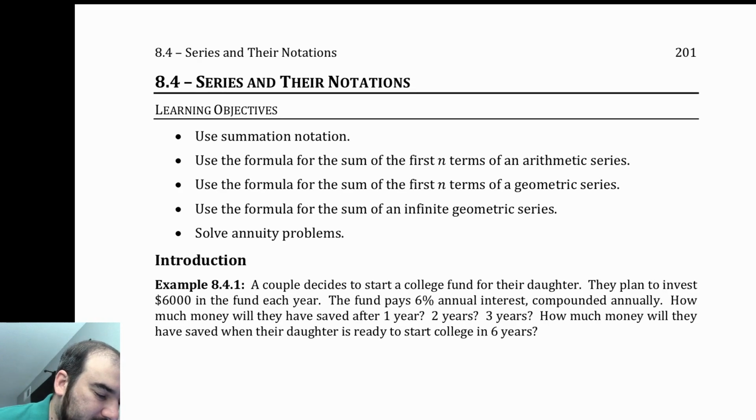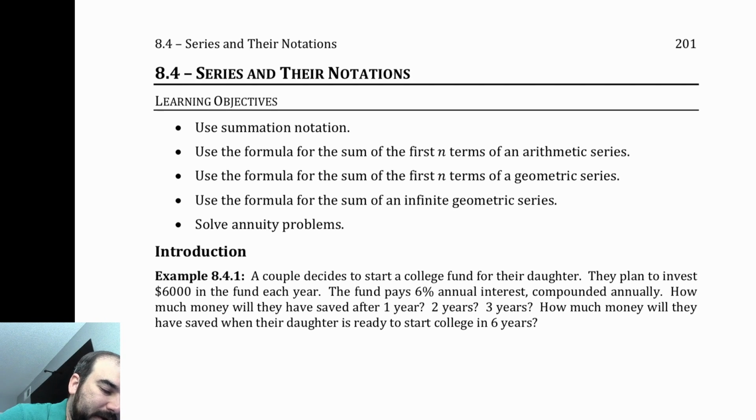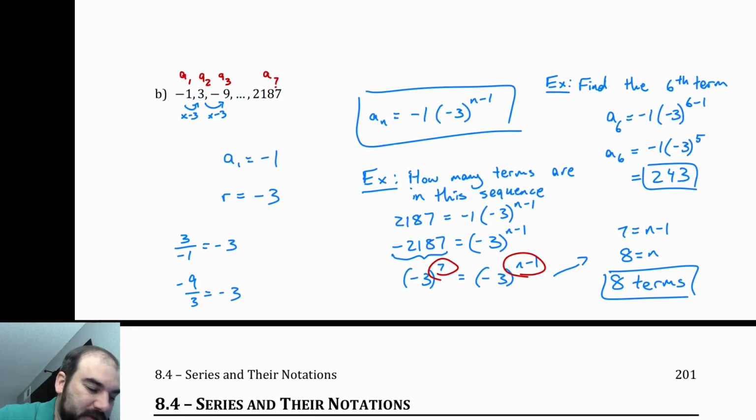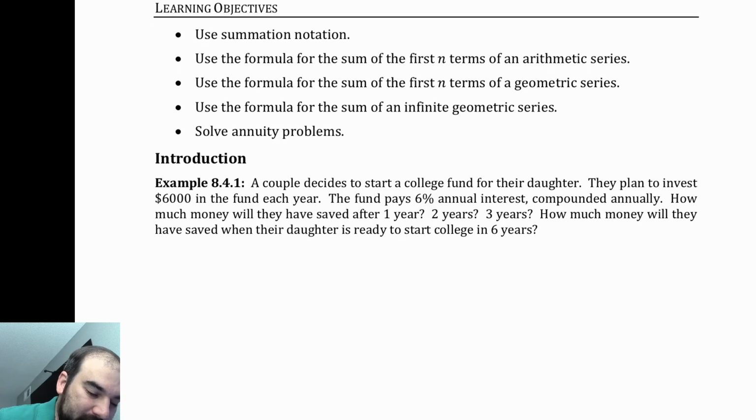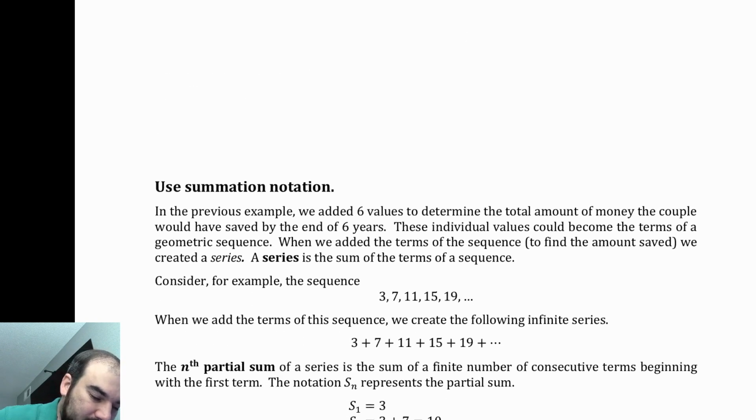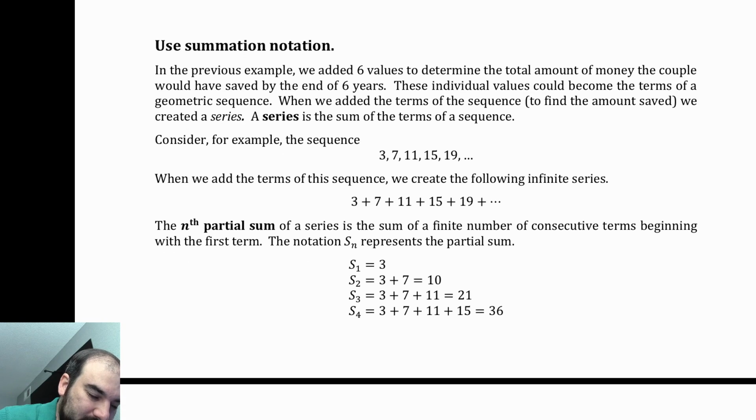What we're going to do in section 8.4 is talk about series, which is tied to sequences. When we have these sequences, we just have terms separated by commas. Once we start adding these terms together, so once we start putting plus, plus, plus between them, when we want to find the sum of a sequence, that's what's going to be called a series. And there's some notation that goes along with it, mainly summation notation.